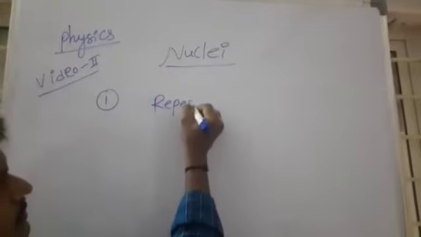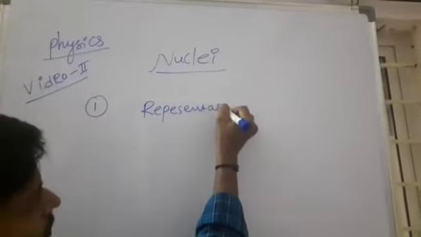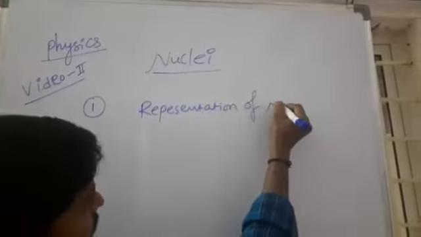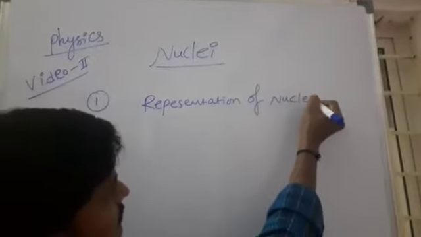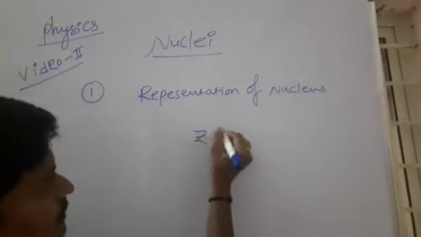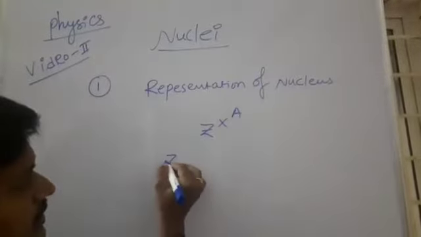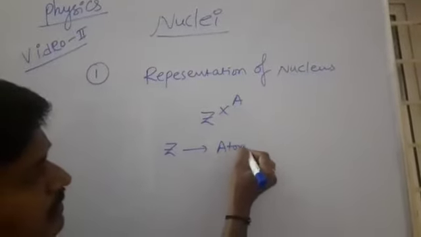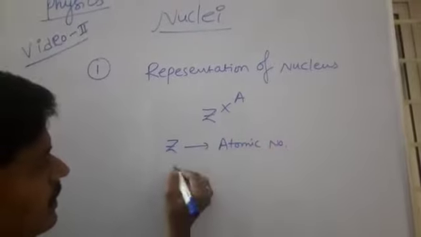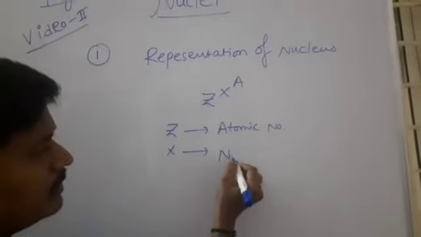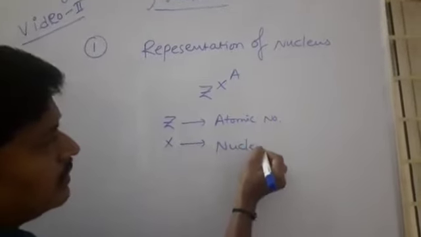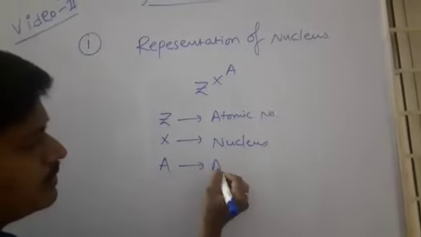The central part of the atom is called the nucleus. The general representation of a nucleus is Z X A, where Z is the atomic number, X is the nucleus symbol, and A is the atomic mass.